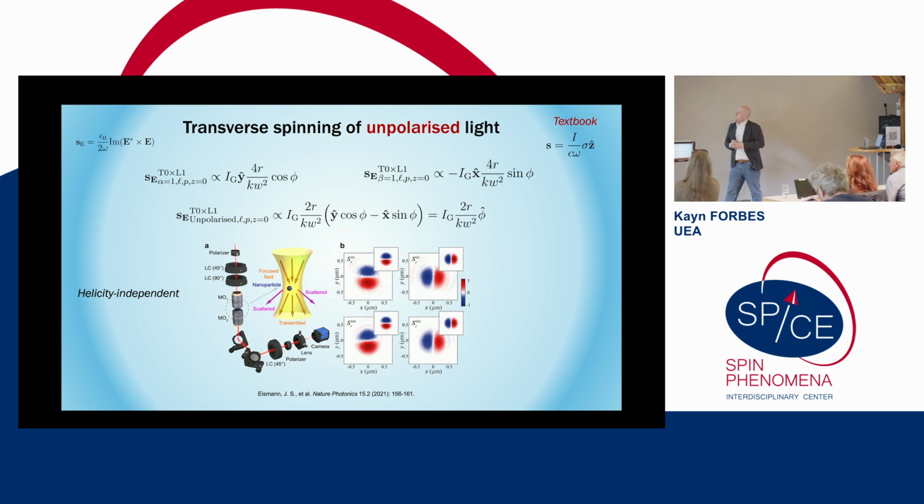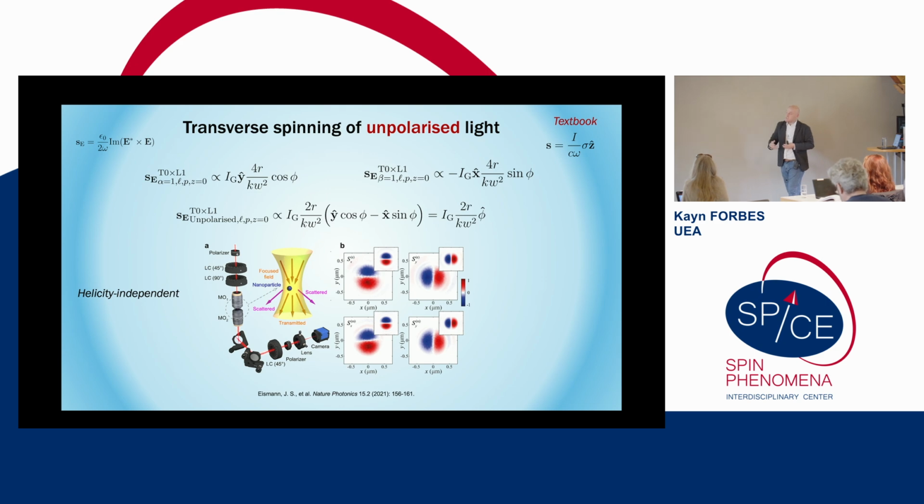The spin now becomes azimuthally directed, fine, but the spin is non-zero. So you can take an unpolarized beam of light, focus it, and in the focal plane, you'll have a non-zero spin, transverse spin in particular.